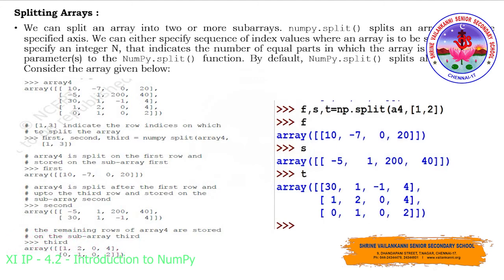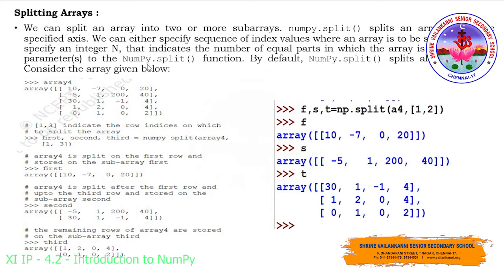And this can be done with the help of a function called numpy.split. Using this method, we can split an original array into two or more subarrays. This can be done by specifying the index values where an array is to be split, or we can even specify an integer n, which is how many splits you need. According to that, the array will be split into an equal number of parts.